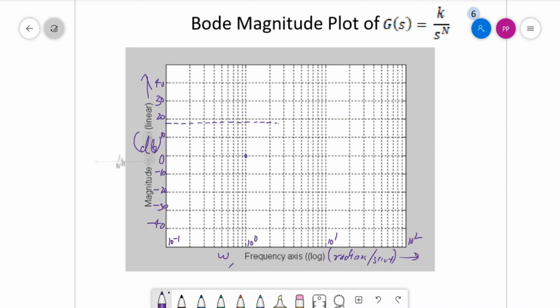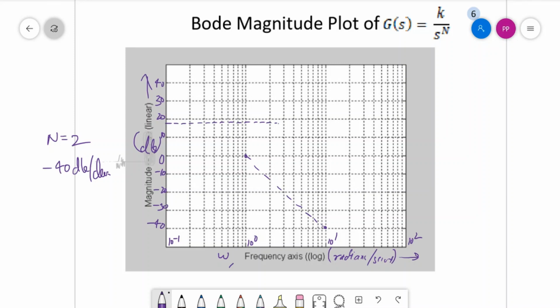So I assume that n equals 2. So the slope will be minus 40 decibels per decade. In that case, in 1 decade it should come from 0 to minus 40. So the second asymptote should come like this.